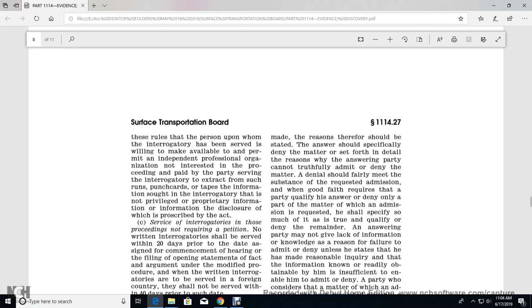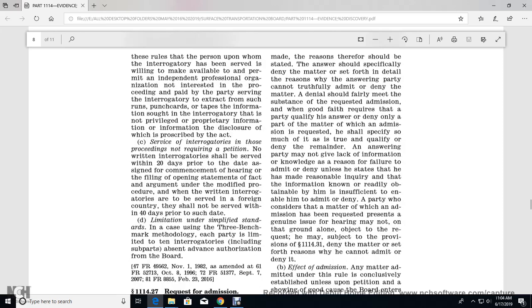Reason of failure: admit or deny only with the information known or readily obtainable by him, and sufficient to enable him to admit or deny, the party having made a reasonable inquiry. Consider the manner in which the admissions have been requested, present with the genuine issue within the hearing. He may not on the ground alone object to the request, but he may, subject to the provision of 11.14.31, deny in the manner set forth, giving reasons that he cannot admit or deny.